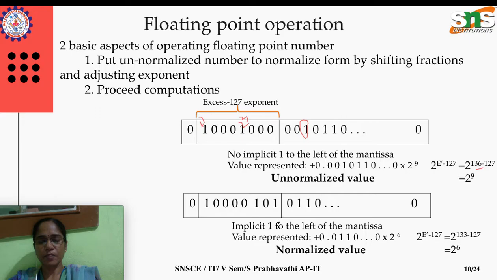Okay, implicit 1 to the left of the mantissa. If you bring 1 to the left, it means we are shifting 3 times towards the left, that's the meaning. And here we will have the dot. Okay, 1 dot, the remaining will be the mantissa. Okay, so this is how we will be normalizing it.